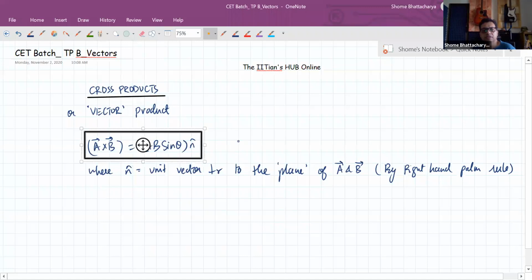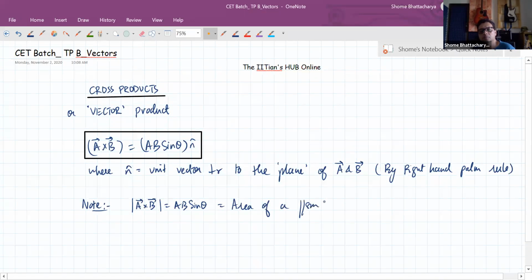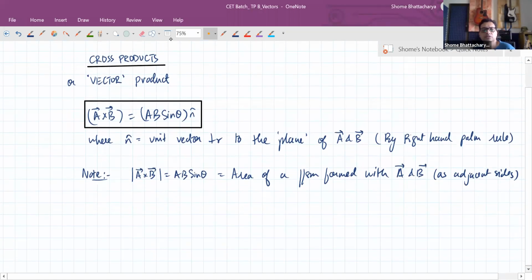So one more thing we should understand here is that if you look at the magnitude of this cross product, mod of A cross B, it is nothing but AB sine theta. And this scalar quantity AB sine theta has a special significance. This actually equals the area of a parallelogram formed with A and B as adjacent sides. And that's very easy to understand from the geometry of such a parallelogram.